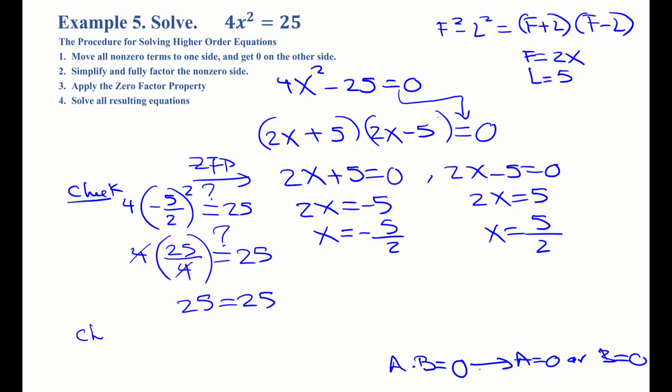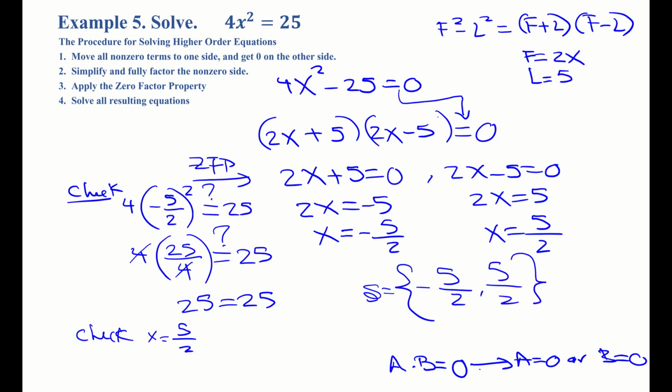So I'm going to leave this for you to do. Go ahead and check x equals 5 halves as well. You'll see that the same thing will hold. And then we can write our solution set. So we get negative 5 halves, comma, 5 halves. In some classic textbooks, you may see the solutions, like if you're checking the back of the book, you may see the solutions written like this.